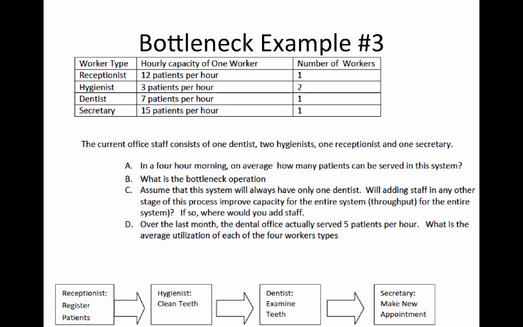So again, there's no question that we'd reduce the amount of time a patient would spend in the system. We'd increase the number of patients that would go through the system. We would just have to evaluate if it's a cost-effective solution.